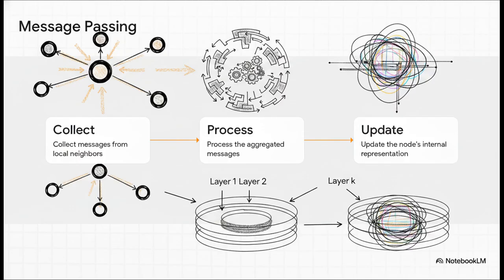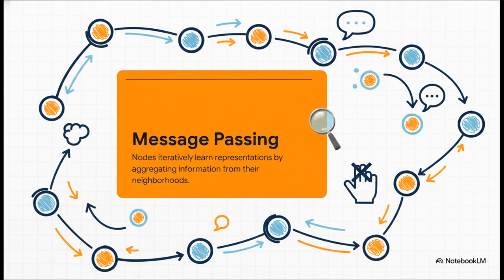So in layer 1 of a GNN, a node is just learning from its immediate one-hop neighbors. But by layer 2, it's learning from its neighbors' neighbors. And by layer K, it's incorporated information from this massive K-hop neighborhood. The absolute most crucial takeaway here is this. Message passing completely replaces that exhausting manual feature engineering of the past. Instead of some poor human trying to manually figure out which connections actually matter, the nodes automatically talk to each other. They recursively aggregate information to figure out their exact place in the broader network.